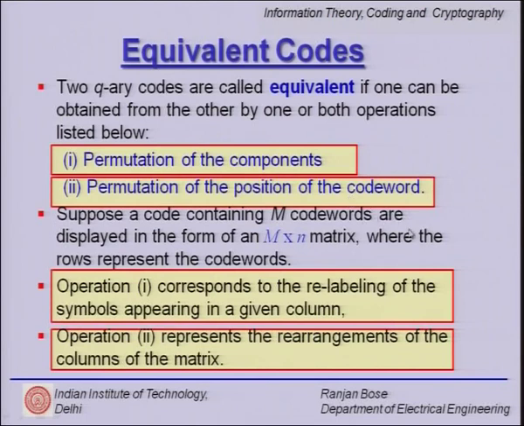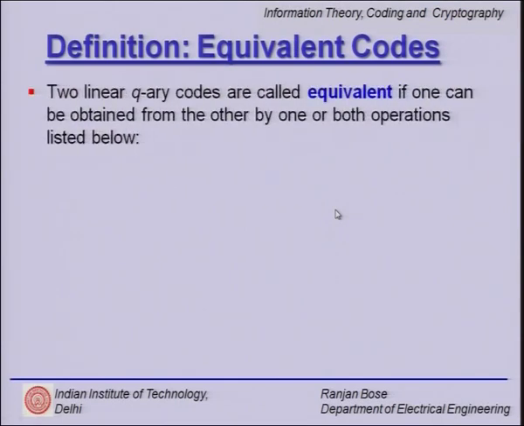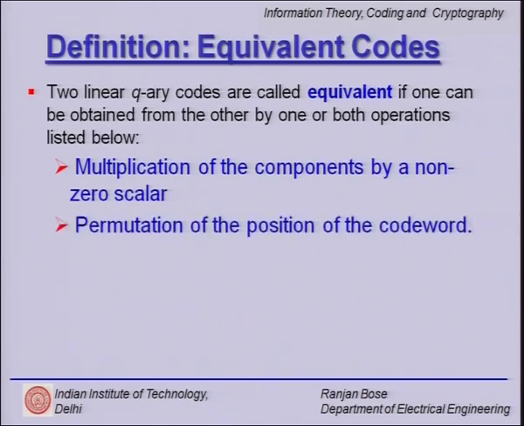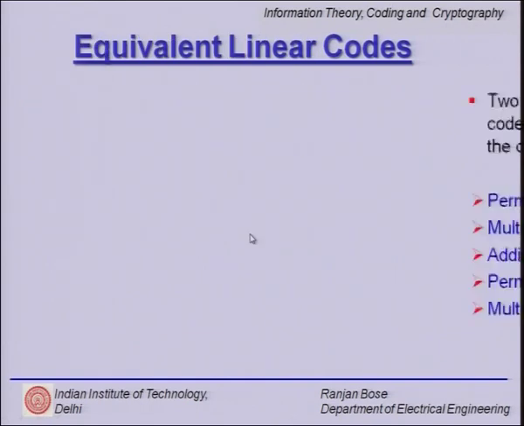Any of them really does not change the distance properties of the linear block code, and hence the error correcting capability is unaltered. Hence, these are the equivalent codes. We looked at the formal definition of equivalent code, where two linear q-ary codes are called equivalent codes if one can be obtained from the other using the generator matrices. And how do we do that? Multiplication of the components by a non-zero scalar, permutations of the position of the code word.